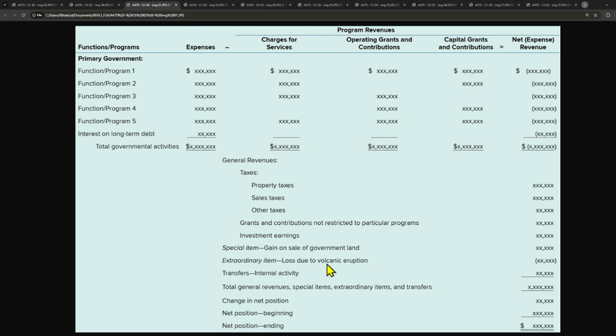And you can see here, we've got quite the extraordinary item, loss due to volcanic eruption. It's kind of a little bit weird that we just have this one line: volcanic eruption, it caused this much damage.